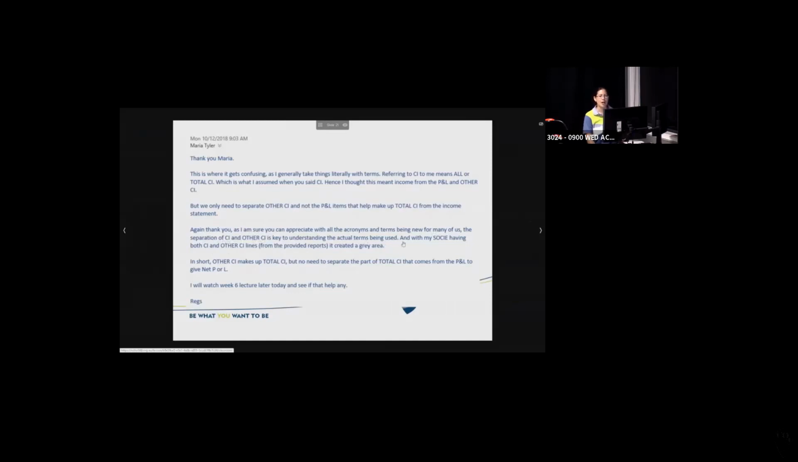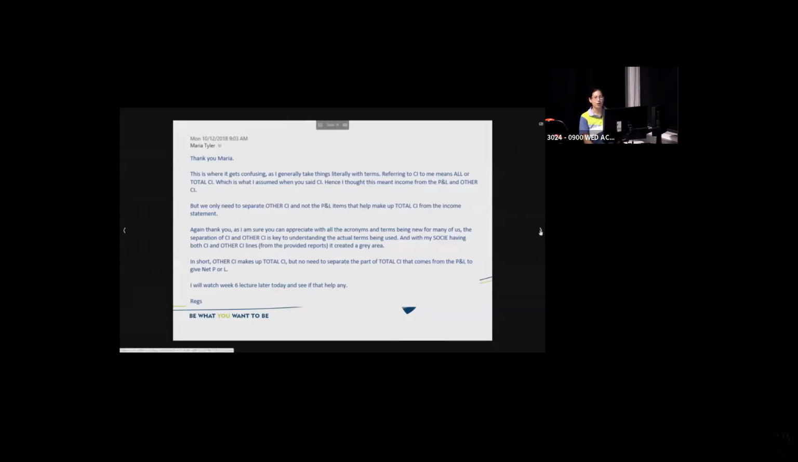terms being used. And with my statement of changes in equity having both CI and other CI lines from the provided reports, it created a grey area. So this is why he wanted clarification from me. In short, other CI makes up total CI, but there is no need to separate the part of total CI that comes from the profit and loss to give your net profit or loss. Okay, so you're not restating revenues and expenses in your restated statement of changes in equity. You are only restating other CI.